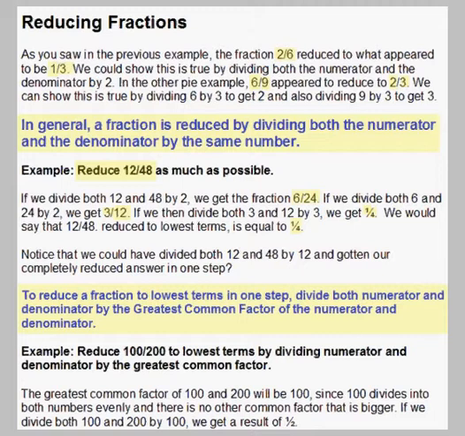Let's try this on this example. Reduce 100/200 to lowest terms. And we're going to do so by dividing by the greatest common factor. Well, the greatest common factor of both 100 and 200 is 100. We divide 100 by 100 and we get 1. We divide 200 by 100 and we get 2. So our reduced answer in lowest terms is the fraction 1/2. So 100/200 equals 1/2.